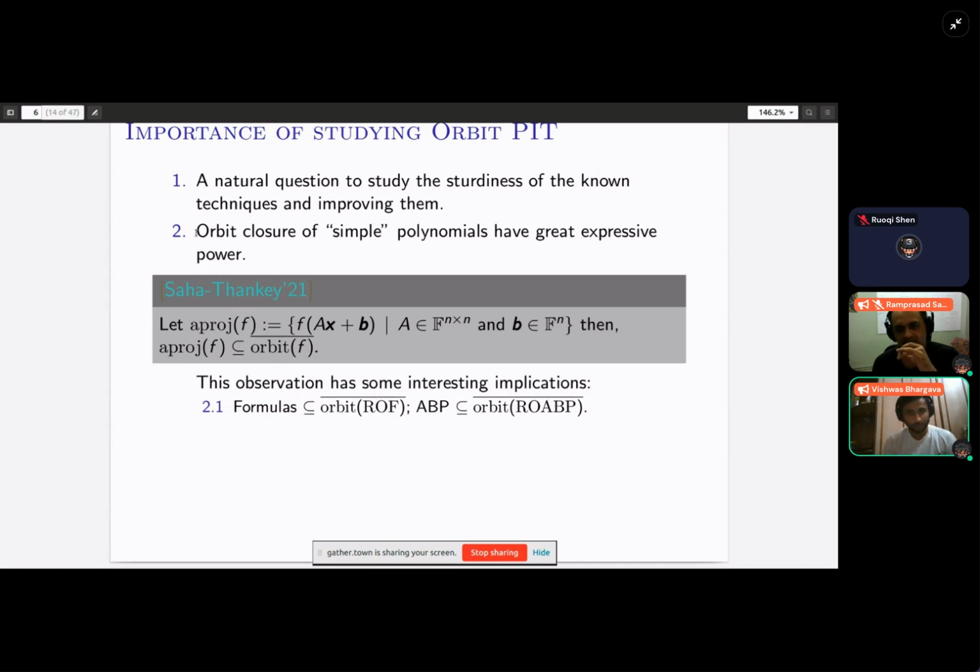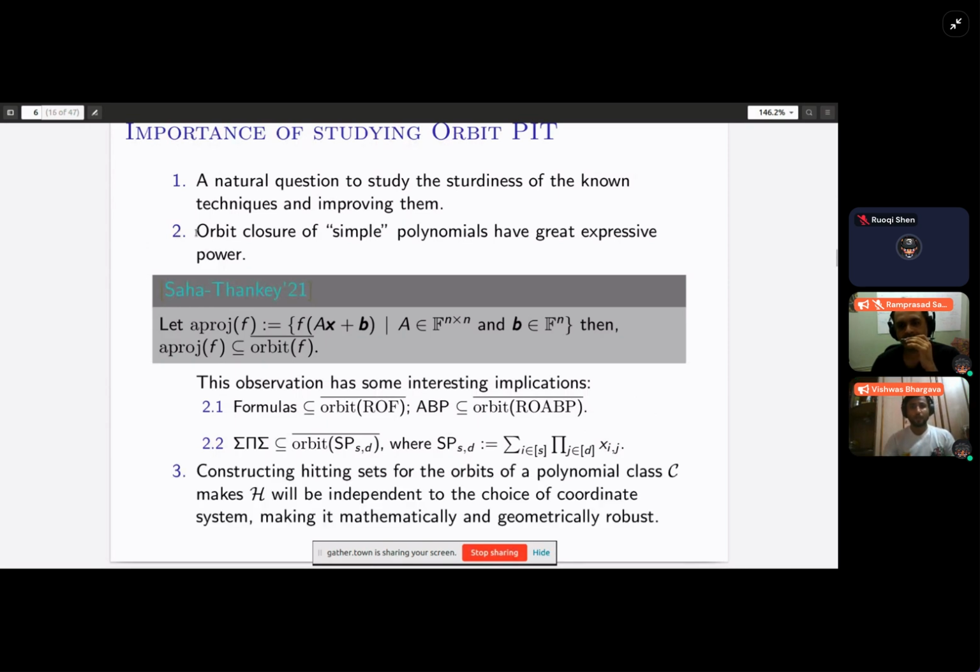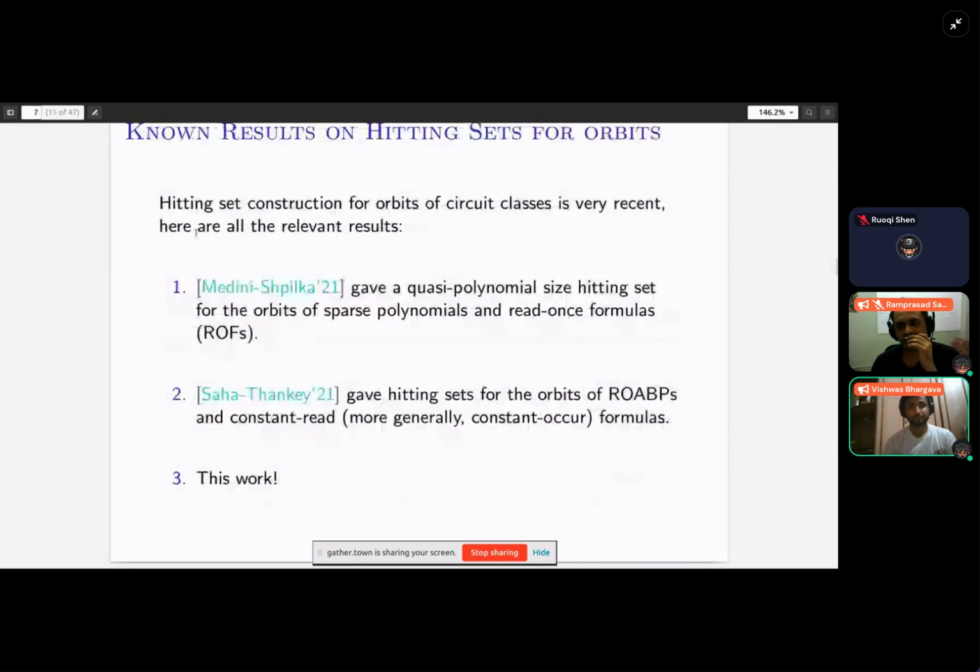Orbit closures of ROABP, something we know a lot about, contain ABPs. And you can also say things for very specific classes, not just the whole of formulas or ABPs. Like, the depth-3 circuit is contained in the orbit closure of one simple sparse polynomial. And constructing hitting sets for orbits of a polynomial class makes it independent of the choice of coordinate system, which makes it mathematically and geometrically more robust.